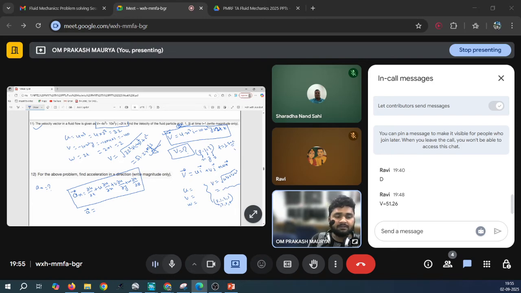Because once you get the minus, when you take the square root, the final answer will be affected by the sign. So the question itself is written with the right magnitude only, meaning there is no sign, minus or plus. Whatever you are getting, whether positive or negative, you just write down only the numerical value.